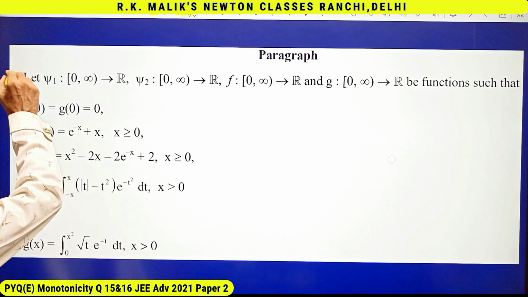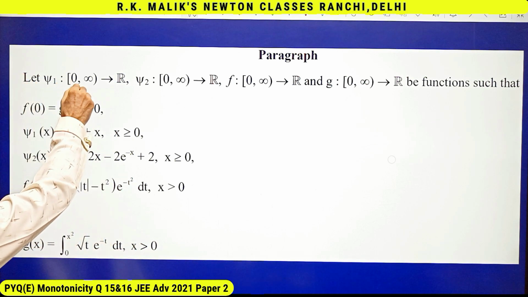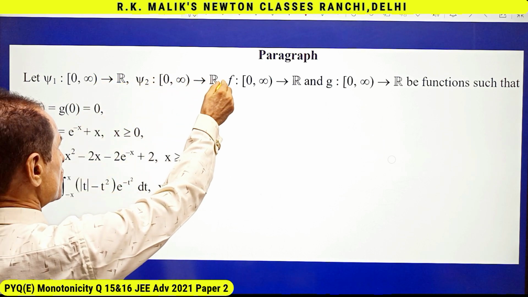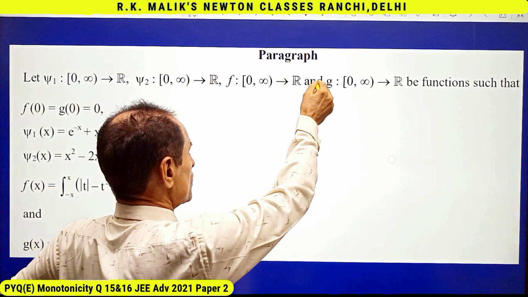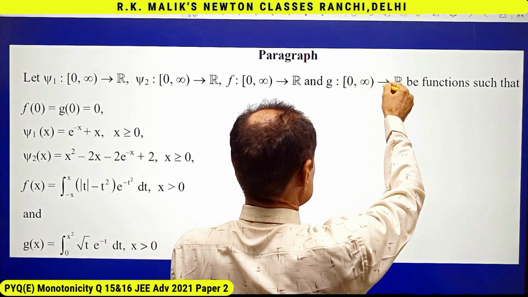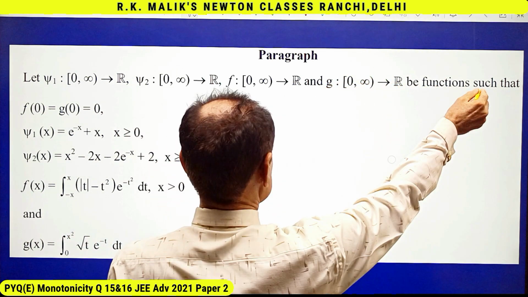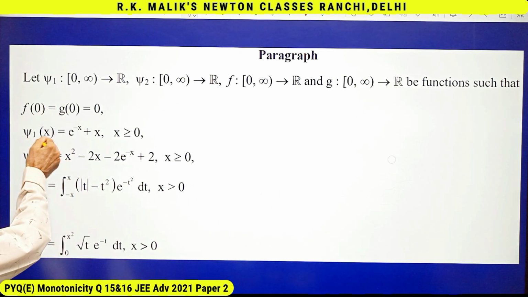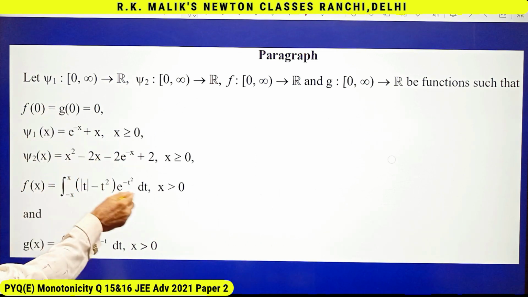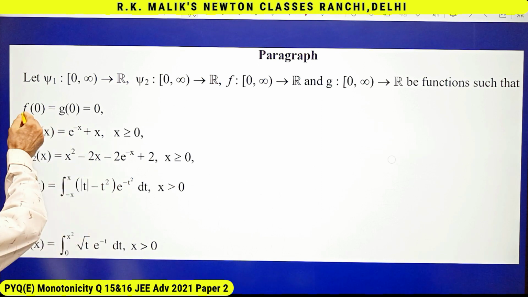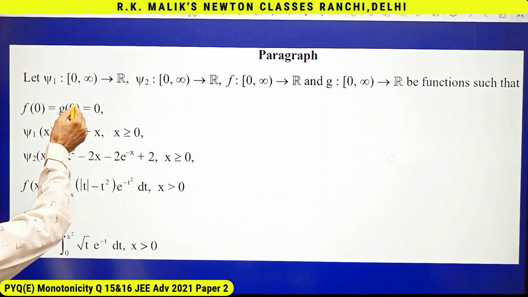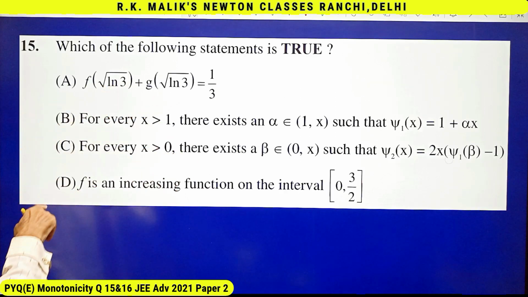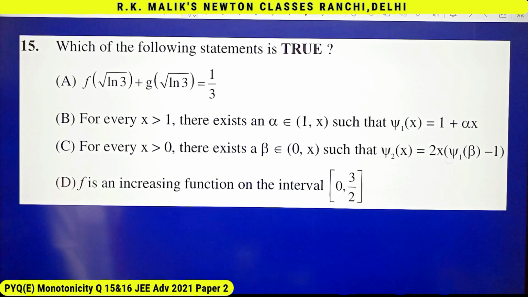In this question, it is given that ψ1 takes the interval to R, ψ2 takes the interval to R, f takes the interval to R, and g takes the interval to R be functions such that these are defined. This is the definition of ψ1(x), ψ2(x), f(x), and g(x). It is also given that f(0) is equal to g(0) equal to 0. And you have to find out of these choices which one is correct.